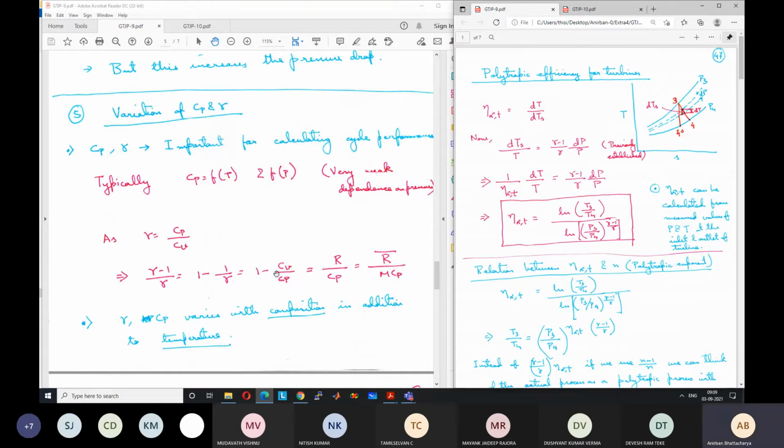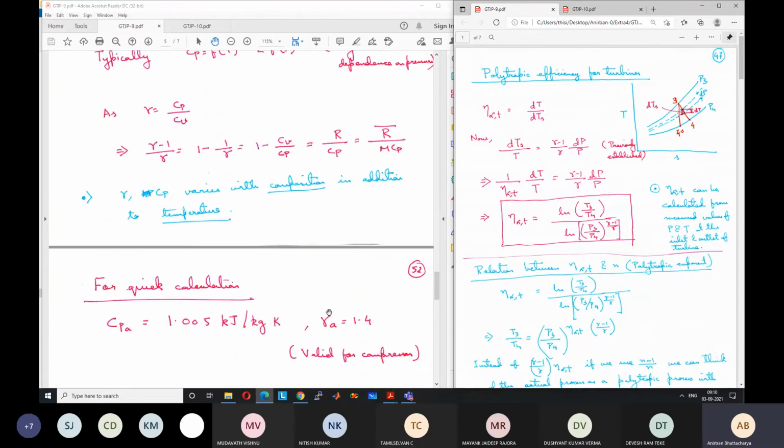So (Cp minus Cv) by Cp, which is R by Cp, is equal to the universal gas constant R bar by M, where M is the molar mass of the gas, divided by Cp. Because the composition is changing, the molar mass is changing, and Cp also is changing. So the term (gamma minus 1) by gamma also changes. Gamma and Cp are a function of composition and temperature, and it is not easy to calculate.